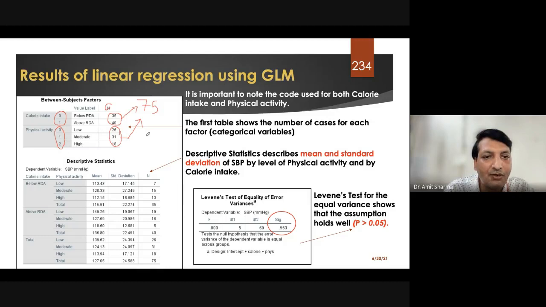And you can see that out of 75, how many patients were doing low physical activity, how many were doing moderate, and how many were doing high physical activity. The highest physical activity, you can see, we are finding the participants low. That means most of the patients are doing low physical activity, and most of the patients are taking a diet above the recommended diet by the physician.